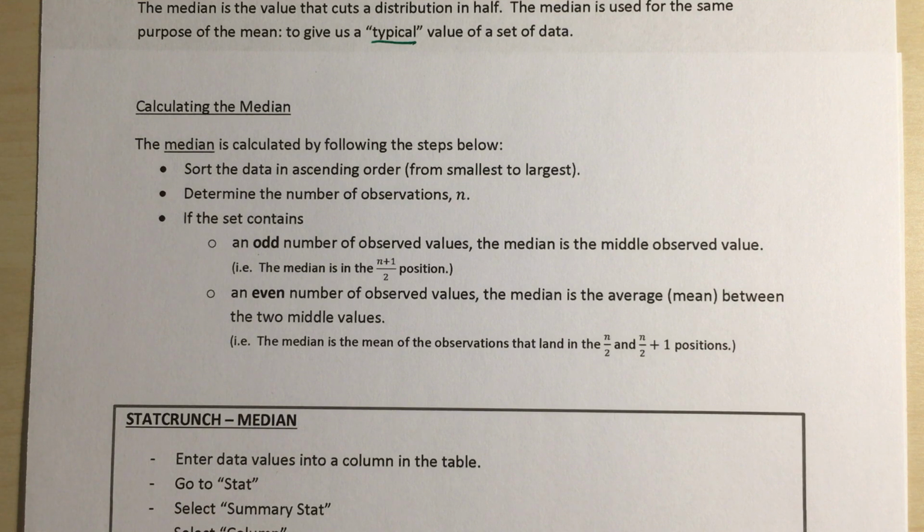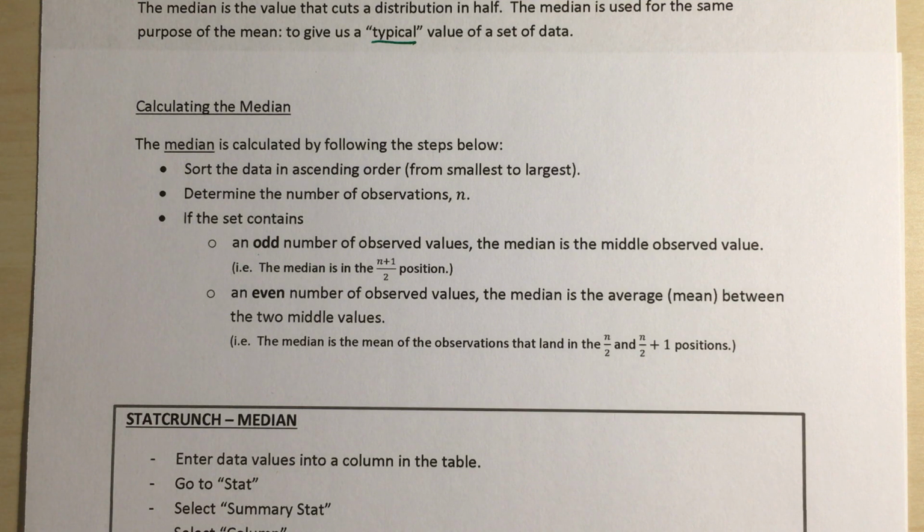If we have an odd number of observations, the median is the middle observed value. So it's nice and easy when we're odd. It's literally just going to be the value that's in the middle. If our data set contains an even number of observations, we're actually going to take the average or mean of the middle two values. So if we have an even number of data values, that's going to be something a little bit different.